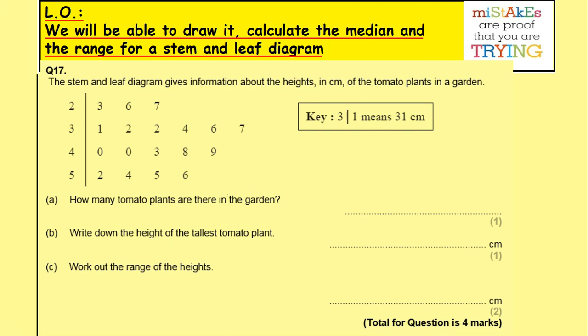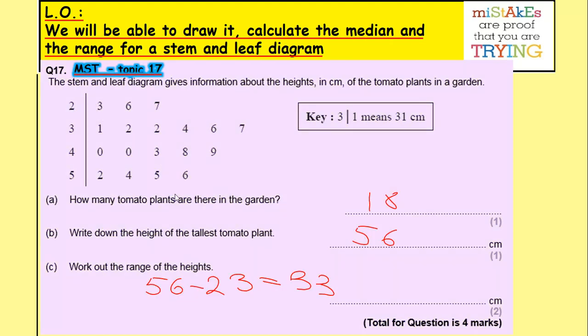And the last thing you have to do is work out the range of the heights. The range is, remember, the largest number take away the smallest number. So the largest is 56, take away 23, because now we find the smallest stem and the smallest leaf. So these are the answers, okay?